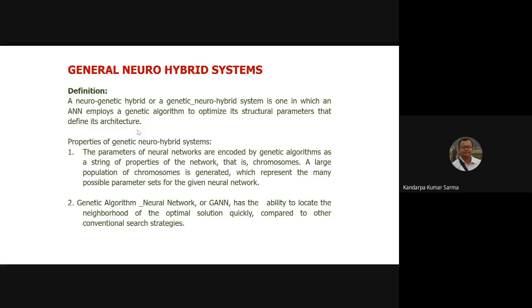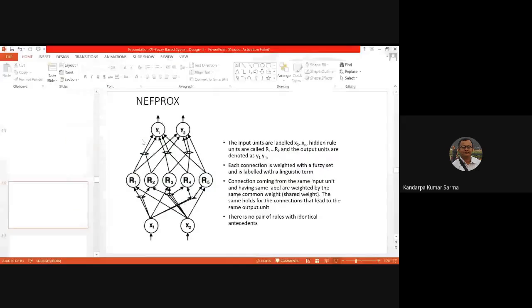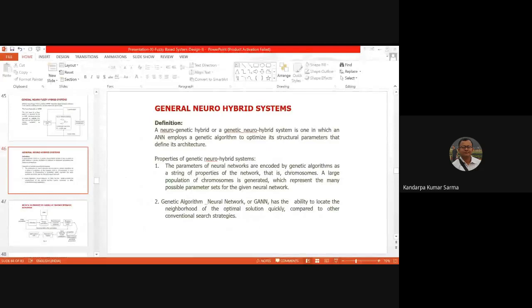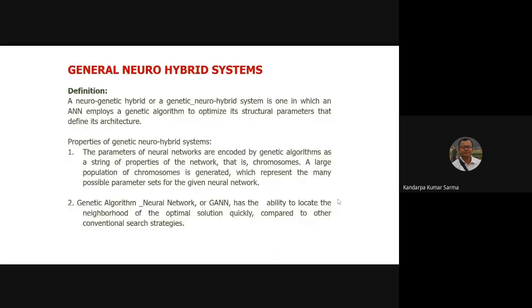Neurogenetic hybrid. A genetic neuro hybrid system is one in which an ANN will use a GA to optimize its structural parameters such that it leads to the formation of its architecture.